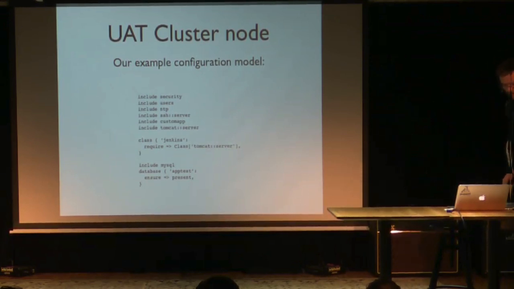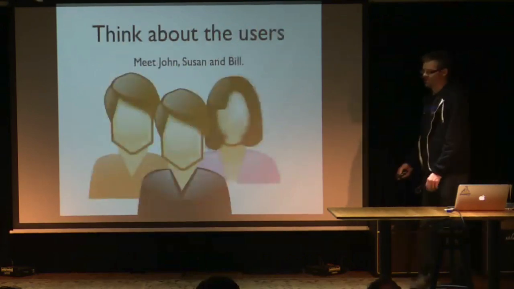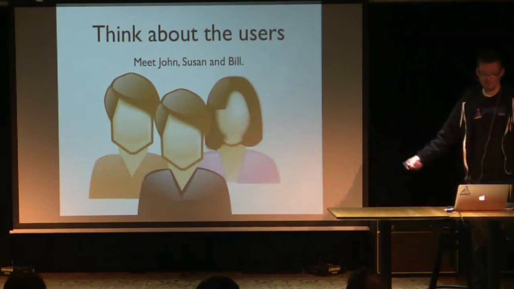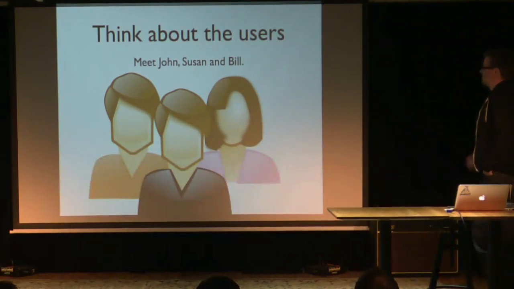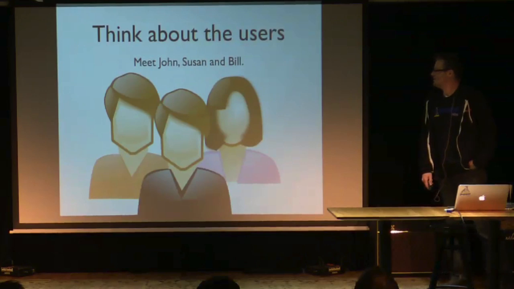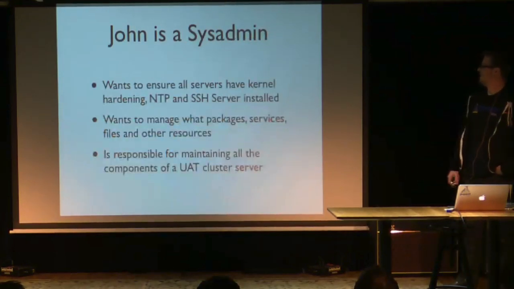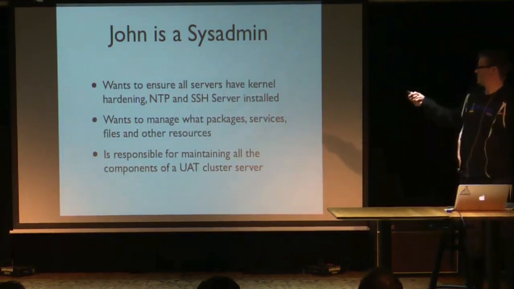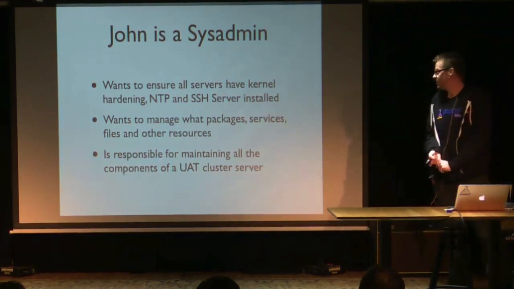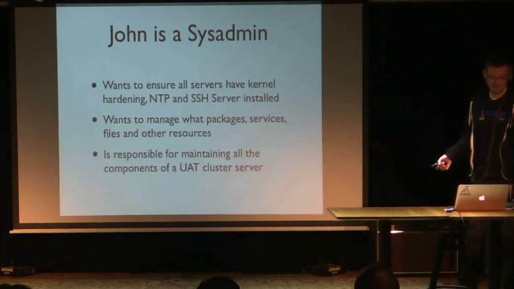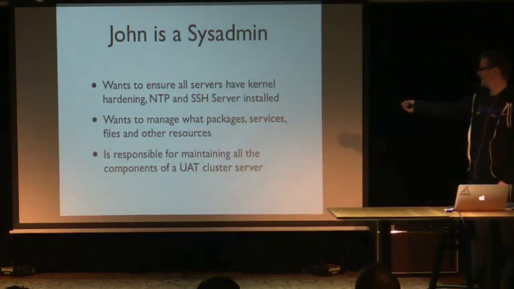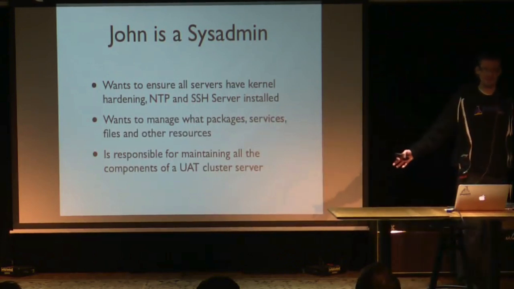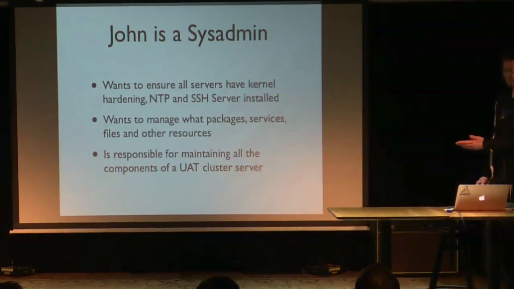So what we started doing was thinking about the users. We started thinking about who is actually using this stuff that we're doing, who's involved. So our fictional users: John, Susan, and Bill. John's a sysadmin. He needs to know that all the servers have kernel hardening, NTP, SSH. He really cares about that stuff. He wants to manage all the packages, all the services, every resource, because he's responsible for maintaining everything. That's his job, and he's probably going to be your puppet master.